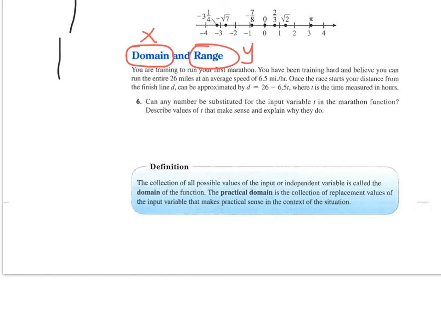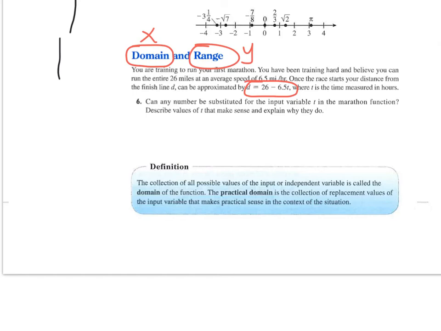So now we're looking at a situation where we're training to run a marathon. The marathon's 26 miles, and we're assuming that our speed is going to be 6.5 miles per hour. So we have a function right here to figure out the distance we have left for any hours we've been running. So if I wanted to know how long I had left after 1 hour, I'd plug in t equals 1, after 2 hours t equals 2, and so on. So can any number be substituted for the input? Theoretically, if I didn't have any context for that situation and just saw that equation, I could plug in anything I want for t.